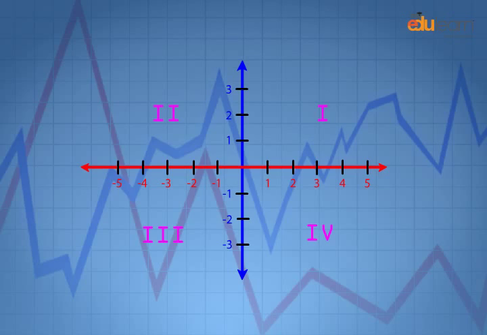The points in quadrant 1st have x-coordinates and y-coordinates which are both positive. The points in quadrant 2nd have x-coordinates which are negative and y-coordinates which are positive. The points in quadrant 3rd have x-coordinates and y-coordinates which are both negative. The points in quadrant 4th have x-coordinates which are positive and y-coordinates which are negative.